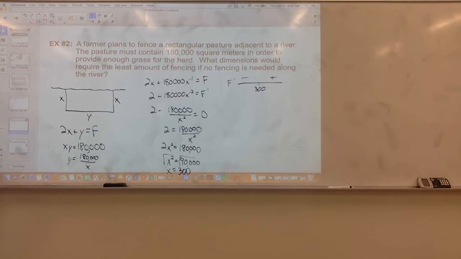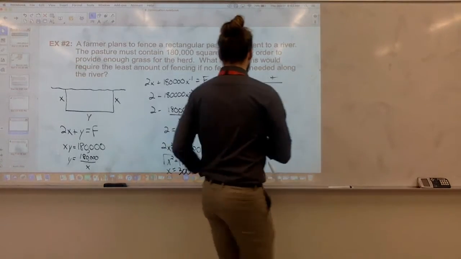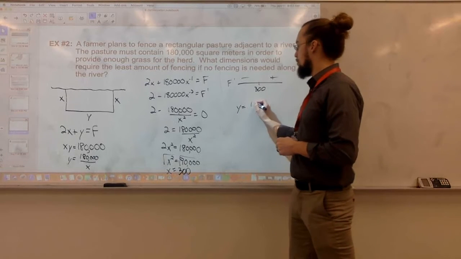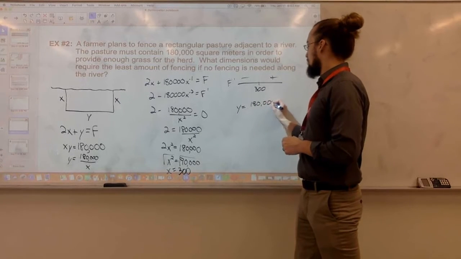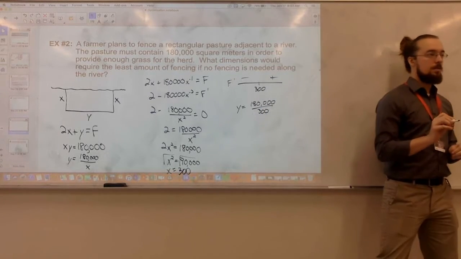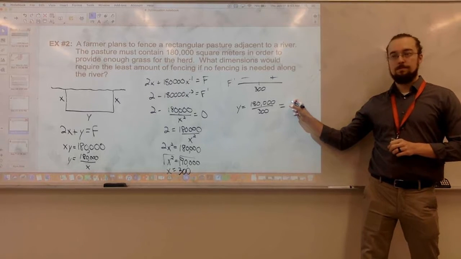Plug it in where? That one. The x. Yeah, that one too. We want to plug it into one of these, right? So that I only have one variable remaining. We actually already have this solved for y, right? So I can just say y equals 180,000 divided by 300. So what do we get? 600.